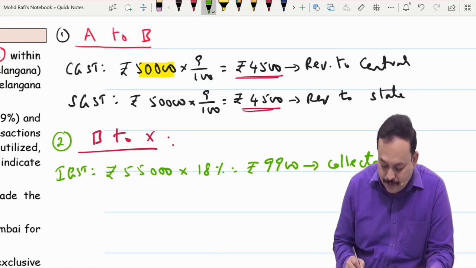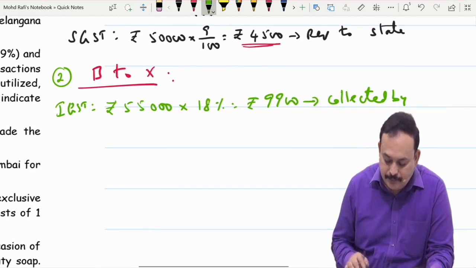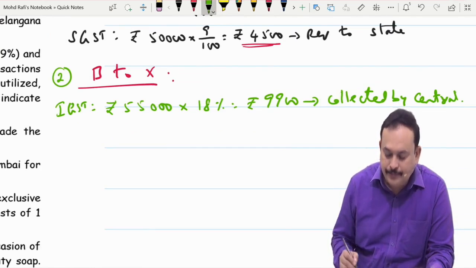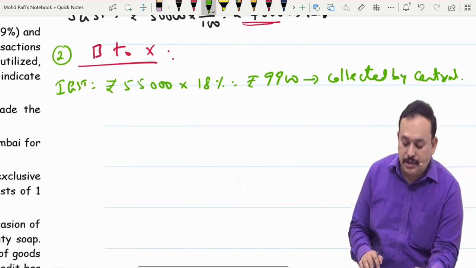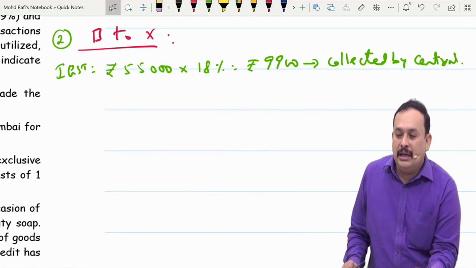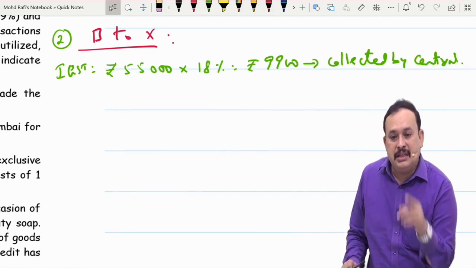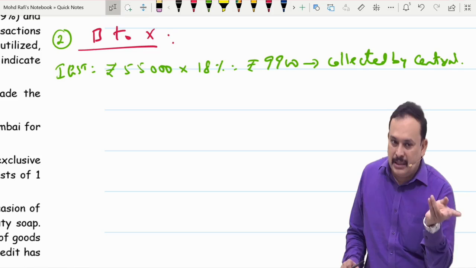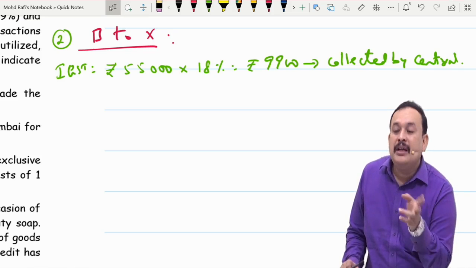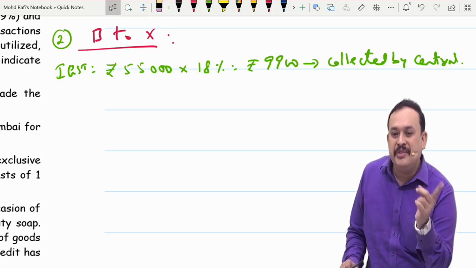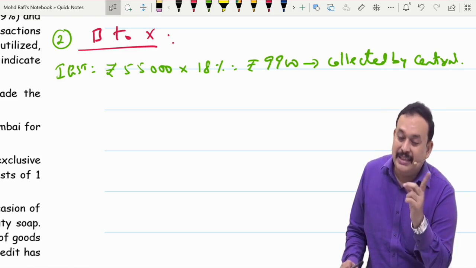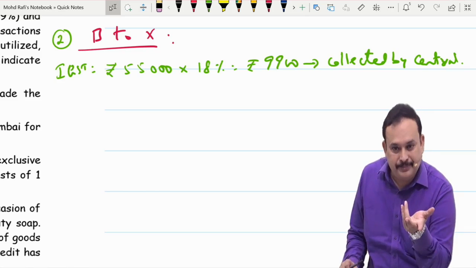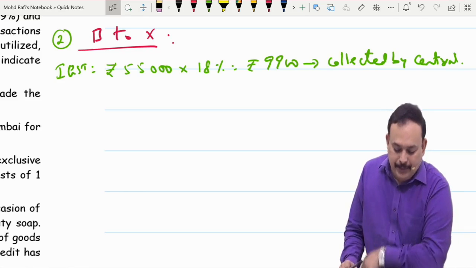It is collected by central. I won't say revenue to central. As per the constitutional amended provision, IGST can be collected only by central. Since one state cannot collect on interstate supply, that should be apportioned between the state and central with the help of the Central Clearing Agency of the GST Network Portal. Is it clear? Now come back.